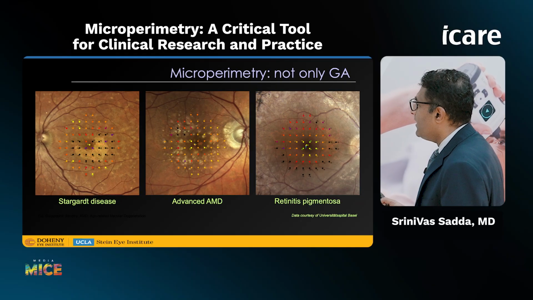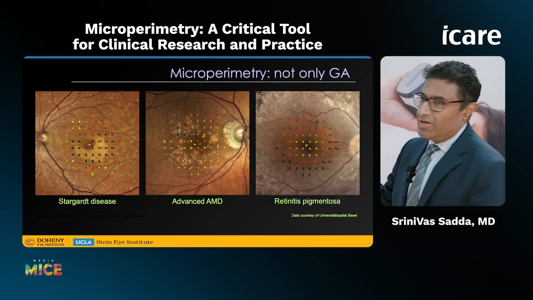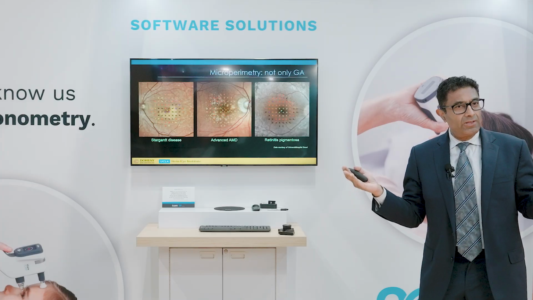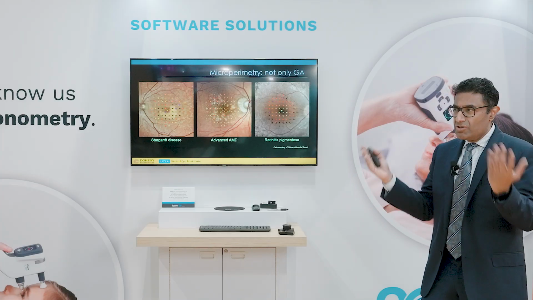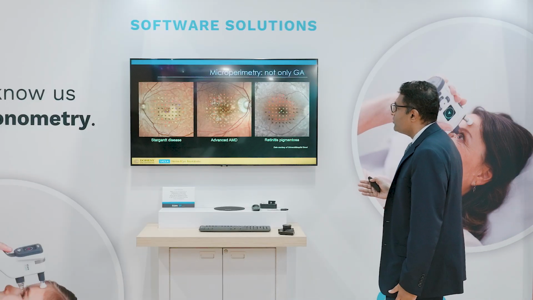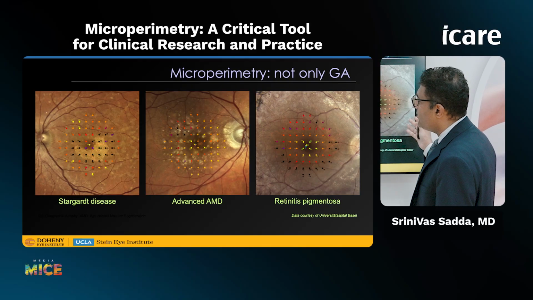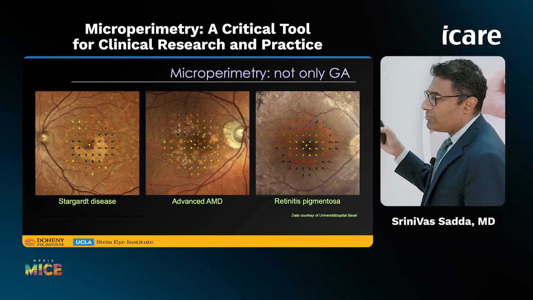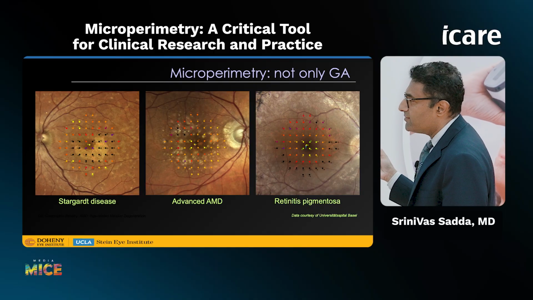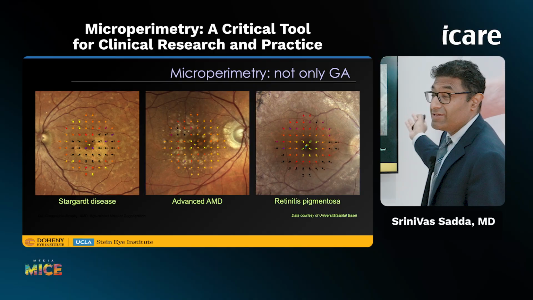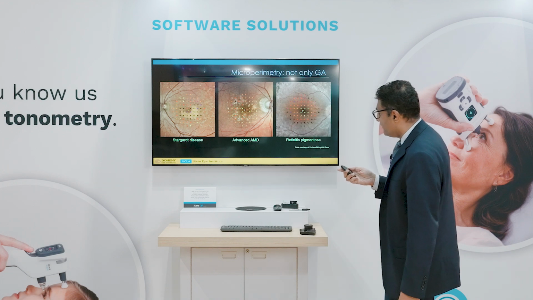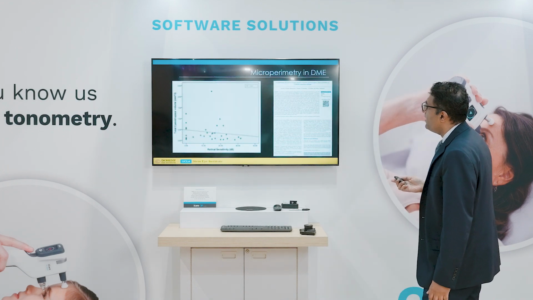And I just wanted to highlight, though, that I've said a lot about GA because that's where a lot of the research is. That's where we're using it clinically in many patients, but it's not just for patients with GA. It's very relevant to a whole host of different retinal diseases. I think for just about any retinal disease, but certainly for retinal degenerative diseases, as shown in these examples.